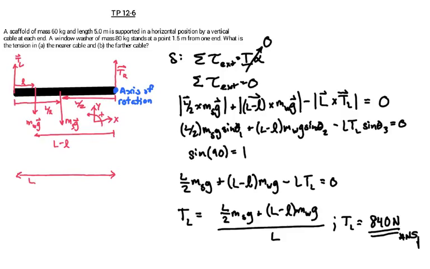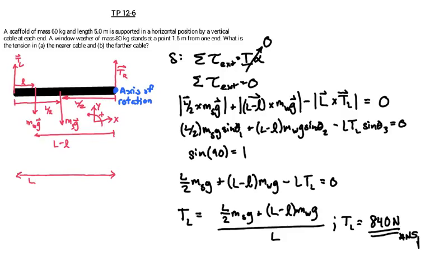So there is my algebraic solution. And once I put in my given values, I have the tension in the left cable as 840 newtons. So that gets me through part A. I need to go to part B and find the tension in the right cable.